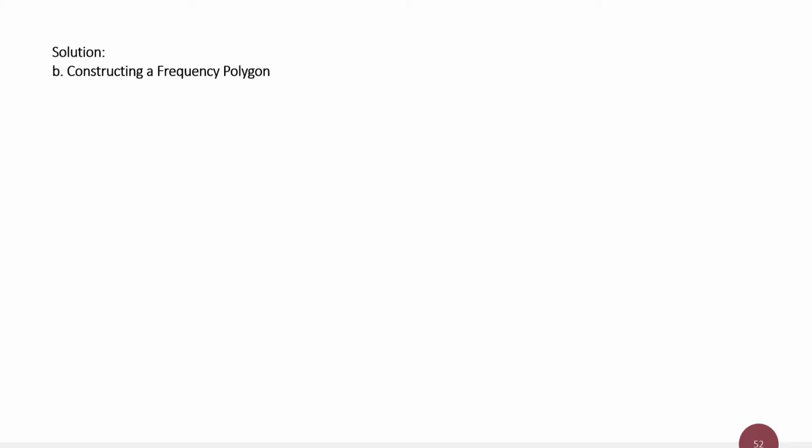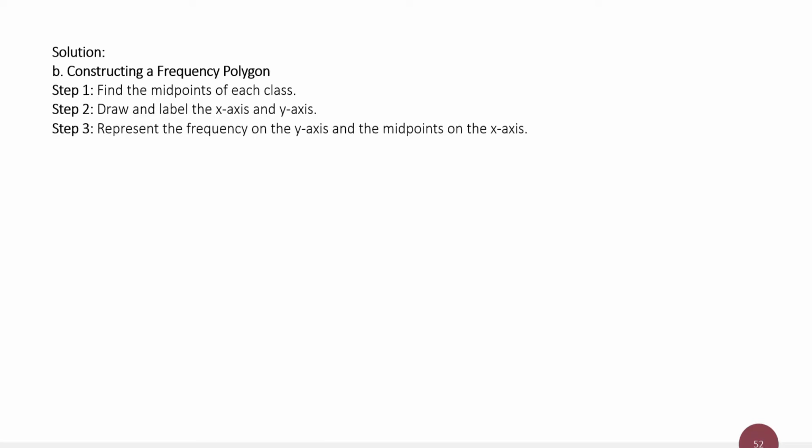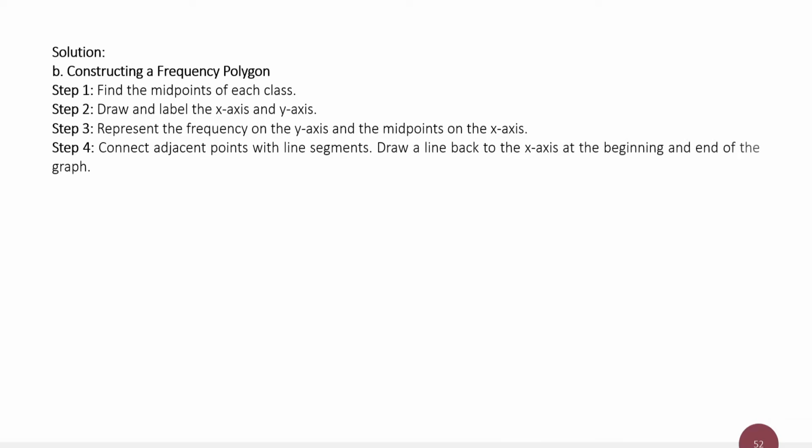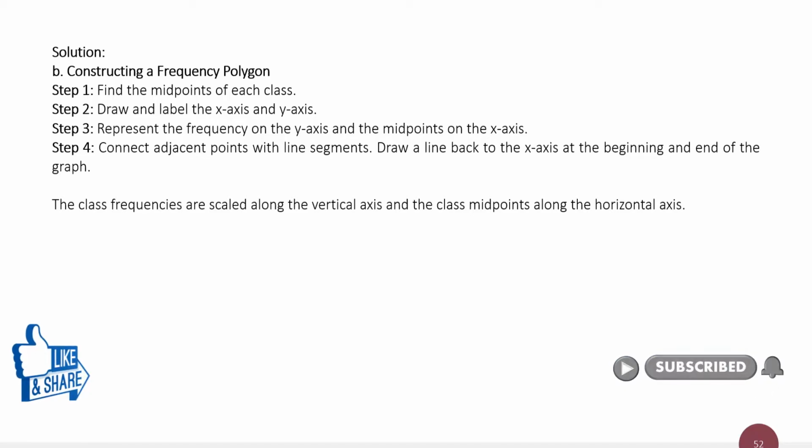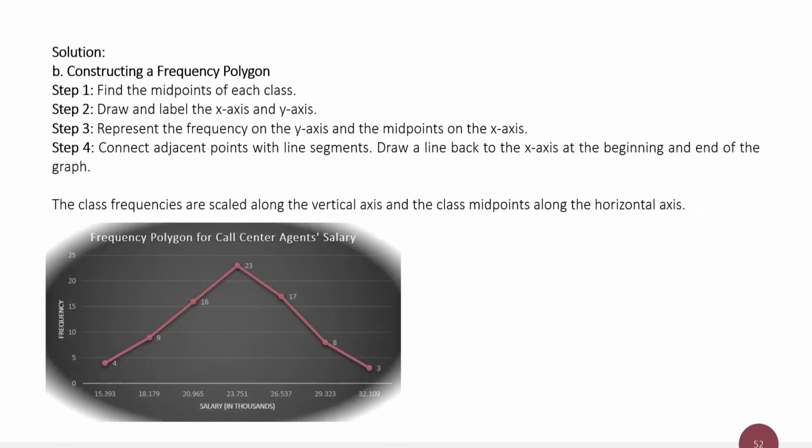So, constructing a frequency polygon. So, for the step 1, so find the midpoints of each class. Then, draw and label the x-axis and y-axis. After that, represent the frequency on the y-axis and the midpoints on the x-axis. And then, connect adjacent points with line segments, draw a line back to the x-axis at the beginning and end of the graph. So, the class frequencies are scaled along the vertical axis and the class midpoints along the horizontal axis. So, ito yung makikreate natin na graph.